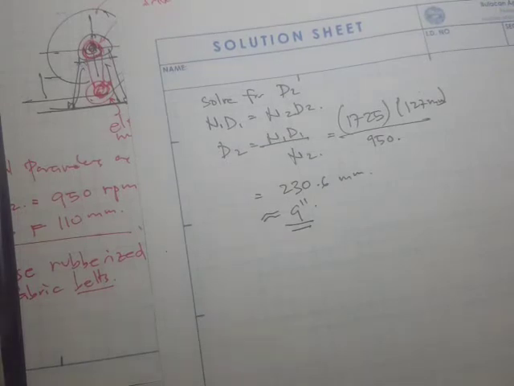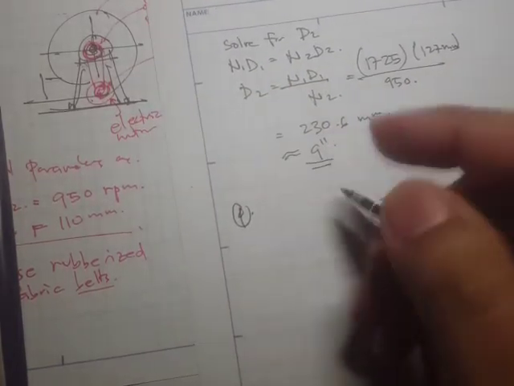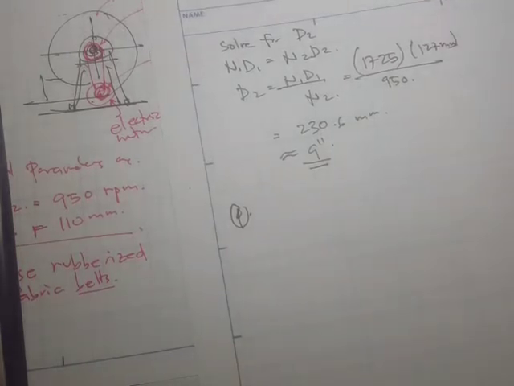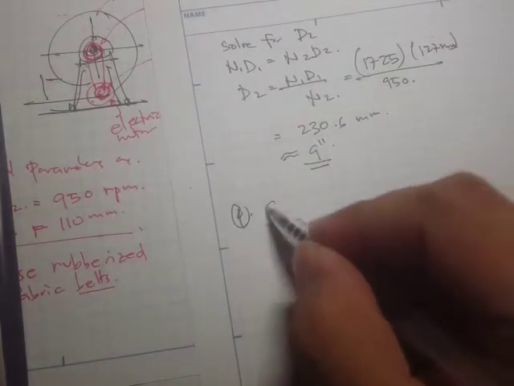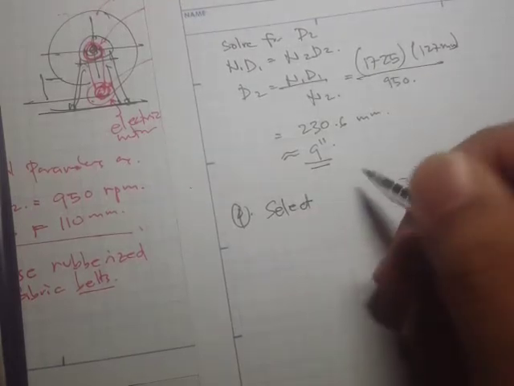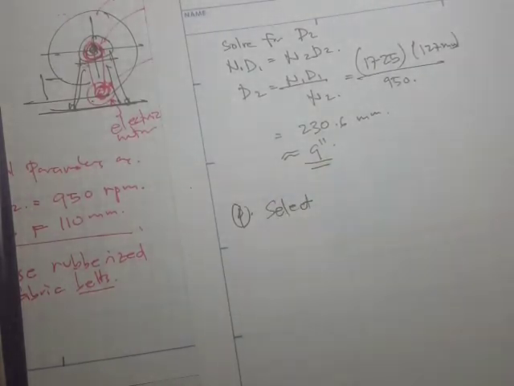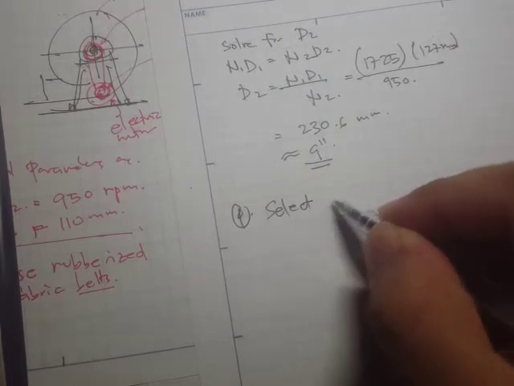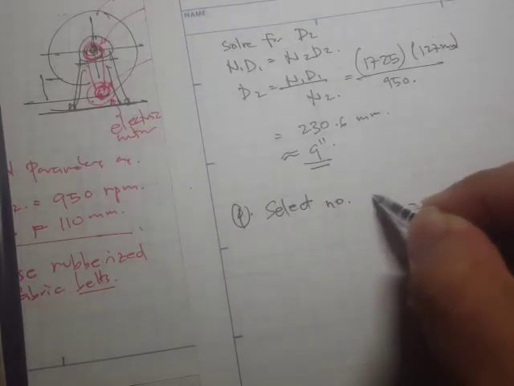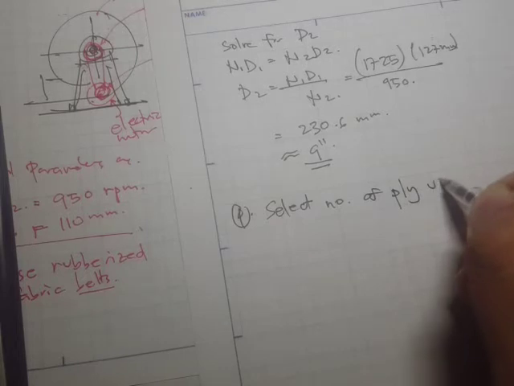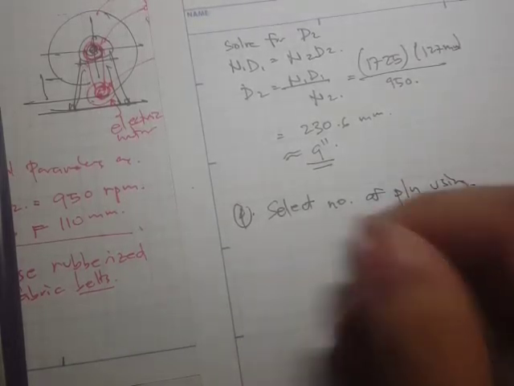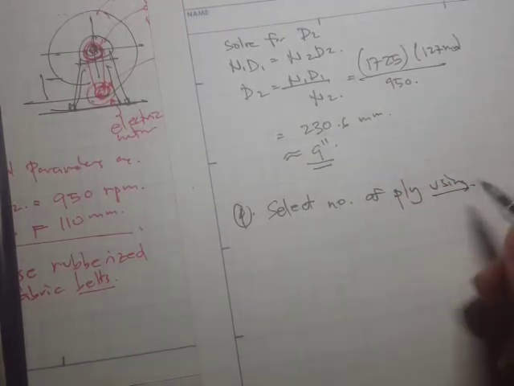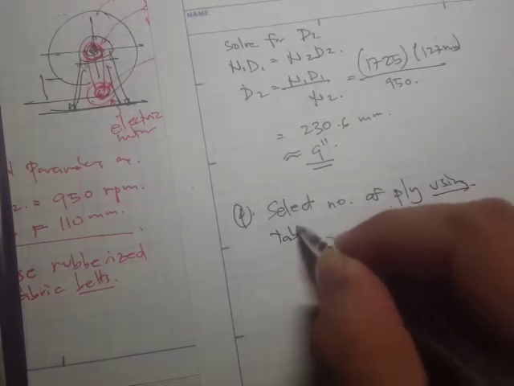Okay, so the next is step 4. Actually this is now about belt selection, so select number of ply. Okay, using which table? We'll use table 2.